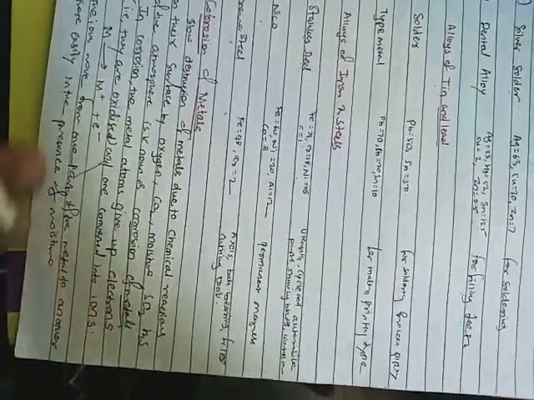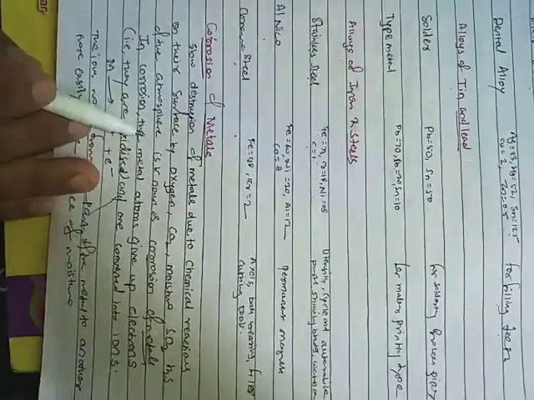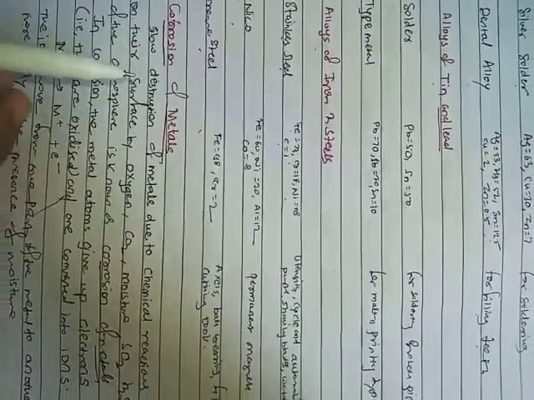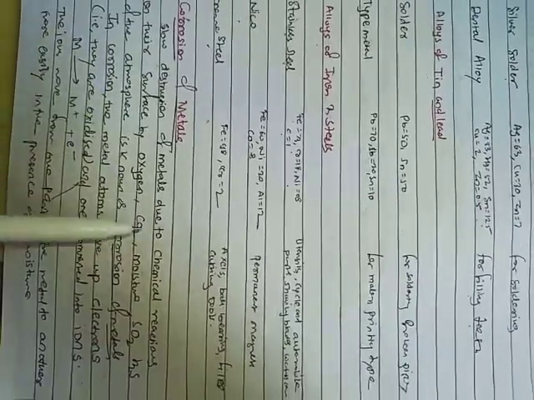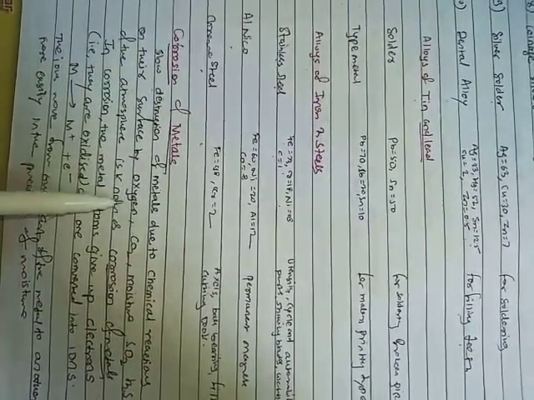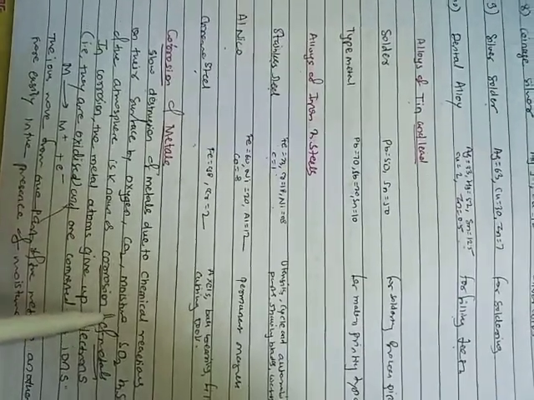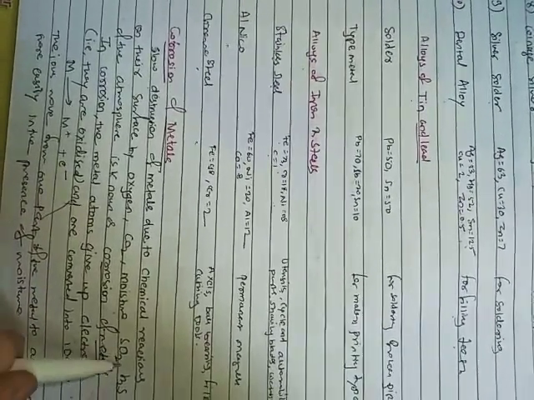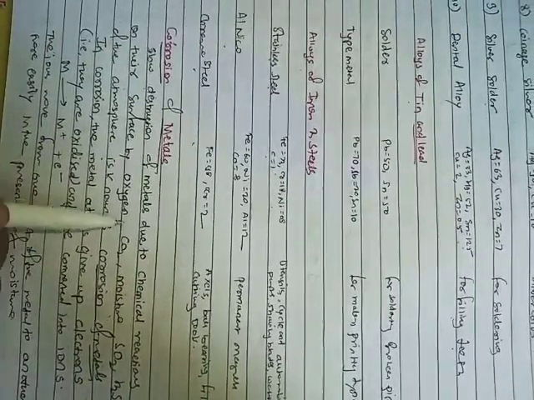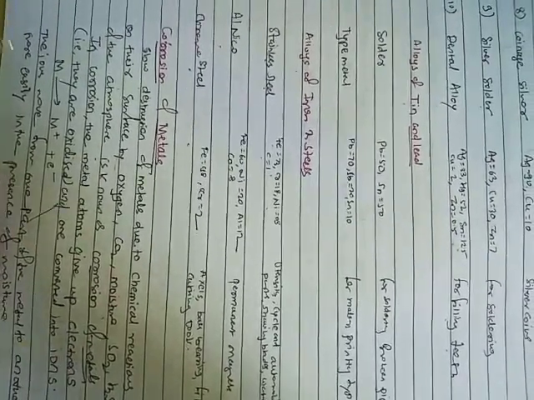Now we will discuss corrosion of metals. What is corrosion of metals? Slow destruction of metals due to chemical reaction on their surface by oxygen, CO2, moisture, SO2, H2S of the atmosphere is known as corrosion of metals. So all these factors are responsible for corrosion.